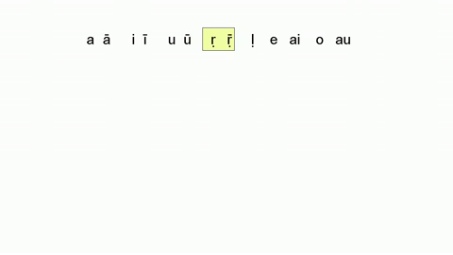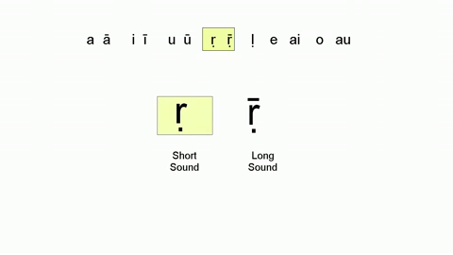The next pair of vowels are pronounced R. This is the vowel sound in the name Krishna, R. The long version of this vowel is pronounced R. This vowel sound is extremely rare, and at this point in the course, don't worry about it too much. I'll say them one more time. R, R.